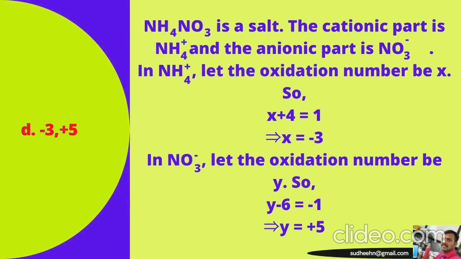because NH4NO3, that is ammonium nitrate, is a salt. The cationic part is NH4 plus and the anionic part is NO3 minus, that is nitrate. In NH4 plus, let the oxidation number be X. So we can write X plus 4 is equal to 1, because of 4 hydrogens. So X is equal to minus 3. And in NO3 minus, let the oxidation number be Y. So Y minus 6, because 6 from the oxygens, is equal to minus 1. Therefore, Y is equal to plus 5. So the right answer is D.